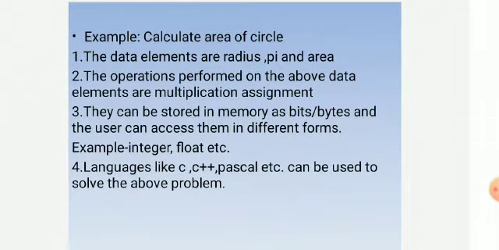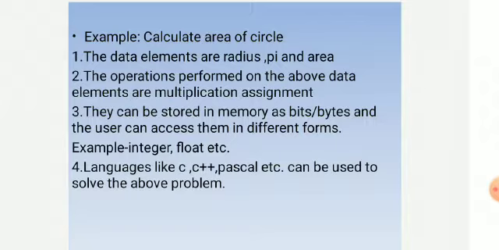Suppose again another example we are considering: calculate the area of a circle. So to calculate the area of a circle, which are the data elements? Radius, pi and the area. Radius and pi, these are the two inputs and area is the output. Then the second point, the operations performed on the above data elements are what? Multiplication and the assignment. Means we are writing the formula to calculate the area of a circle.